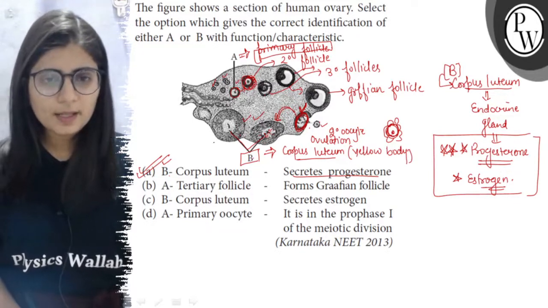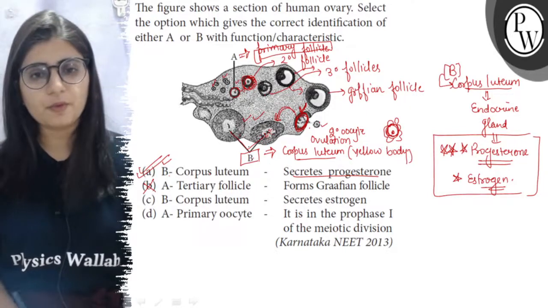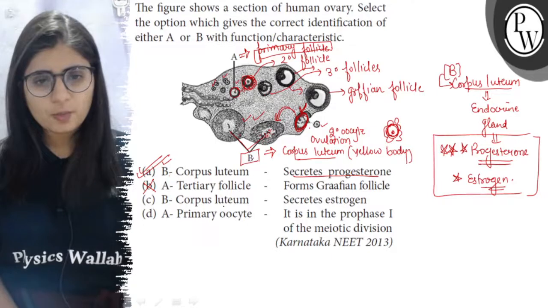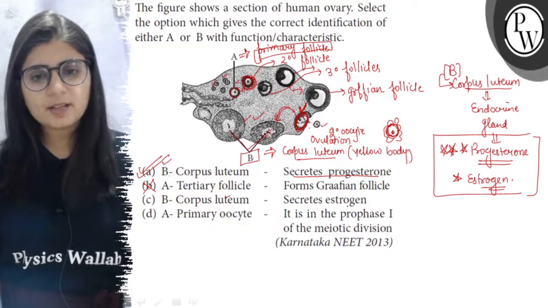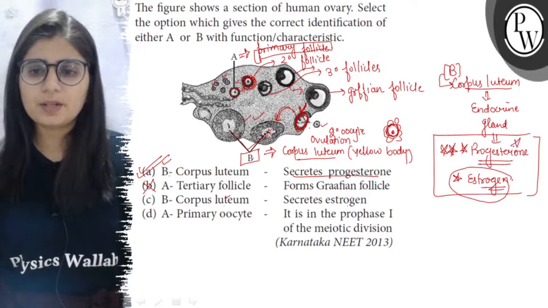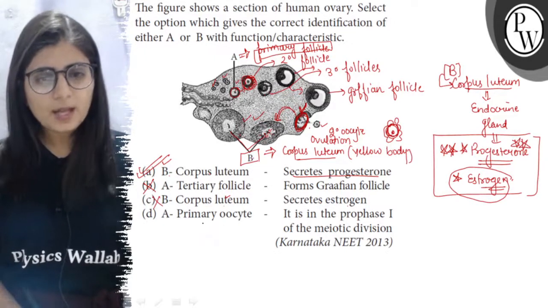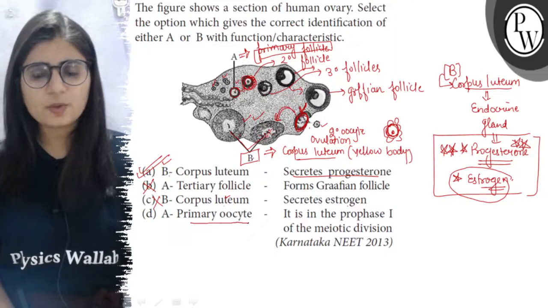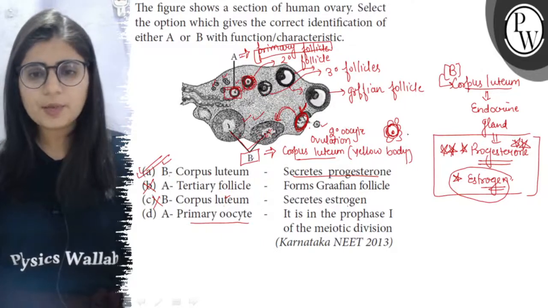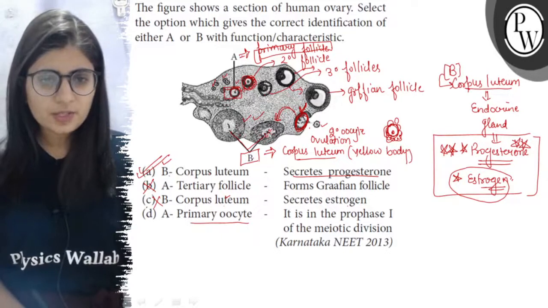If we look further, then A is tertiary follicle. So this is wrong because A is the primary follicle. Then the C option is B is corpus luteum. So this one is true and it secretes estrogen. Estrogen is released but in a very little amount. The principal hormone is progesterone, so it is discarded. Now A is primary oocyte. No, A is not a primary oocyte. A is this whole structure where a primary oocyte is surrounded by a layer of follicular cells. So this one is also incorrect.